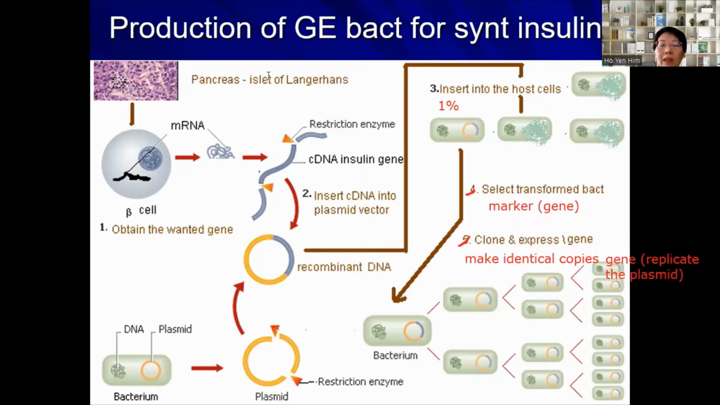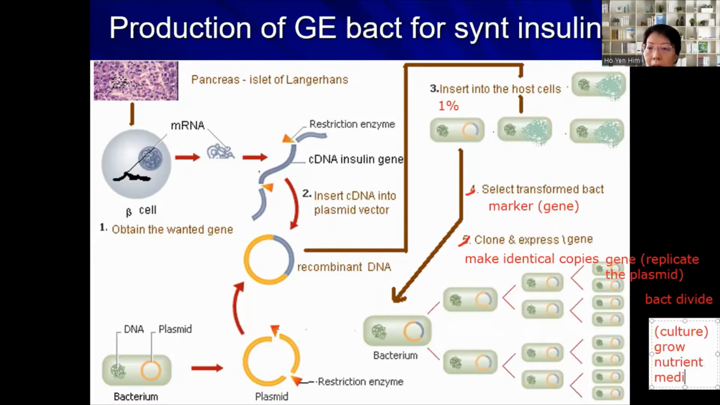That means we must allow the bacteria to divide, right? In order to clone the gene, the plasmid must replicate. In order for the plasmid to replicate, the bacteria must divide. From 1 cell it becomes 2 cells, 2 cells become 4, 4 become 8, and so on. So it will double every time. That means in order for bacteria to divide, you must culture them. Culture means to grow them in a suitable nutrient medium.